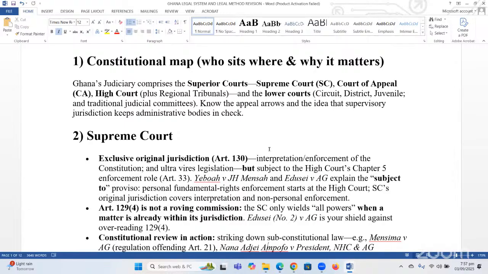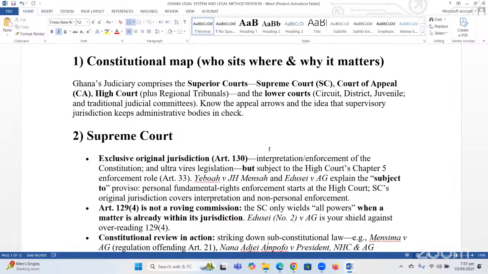As we know, the Supreme Court has original jurisdiction, and the Supreme Court has final appellate jurisdiction. The Supreme Court has supervisory jurisdiction. It also has its own unique review jurisdiction. When it comes to special documents, the Supreme Court has jurisdiction. When it comes to presidential elections, the Supreme Court has jurisdiction.